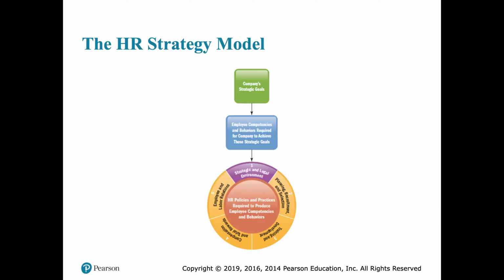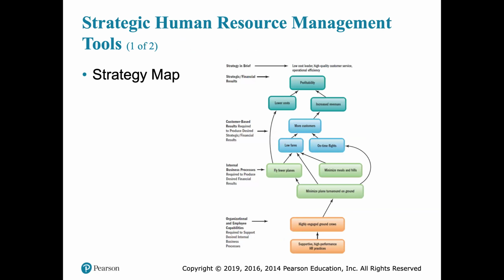So let's look at the HR strategy model here. In this way, we're talking about, again, employee competencies and behaviors that are required for a company to achieve these strategic goals. So looking at all the different areas of human resources, we are at area 1, strategic and legal environment. We are going to dig further into the other areas in future chapters. So planning, recruitment and selection, training and development, compensation and other rewards, and employee and labor relations. So let's look at the strategy map.